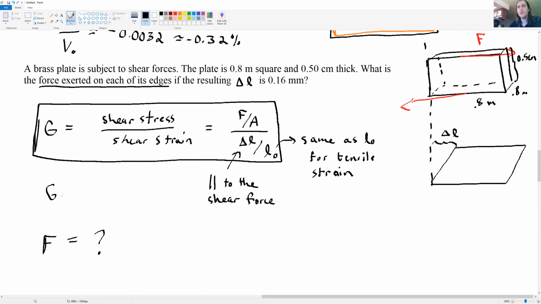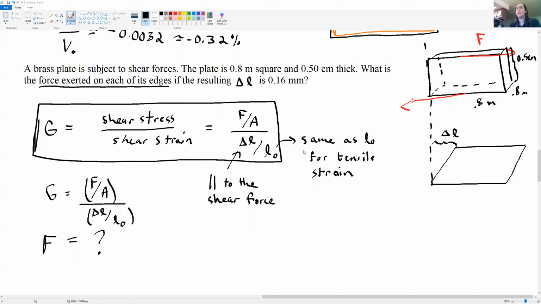So G equals (F over A) divided by (delta L over L0). Just solve that for F. That's the starting point right there. Does that make sense? I just don't know what values to use for the variables other than delta L.